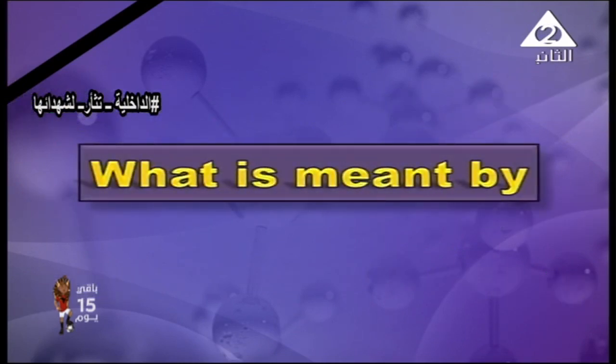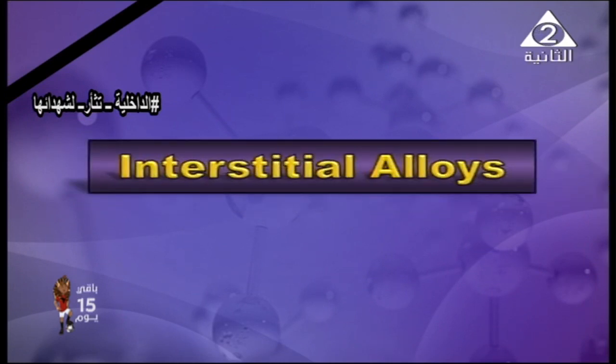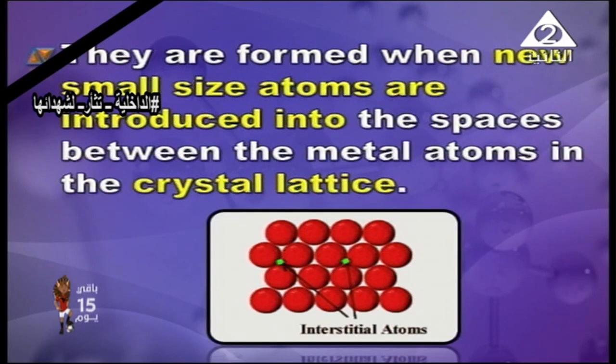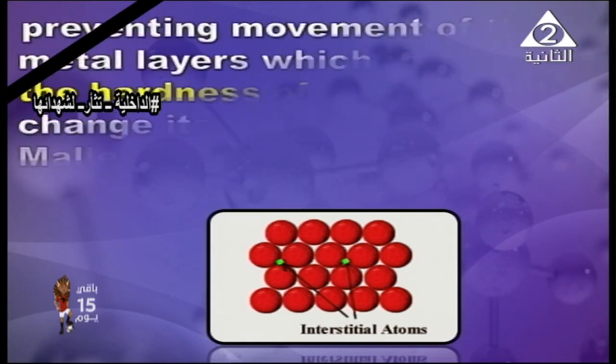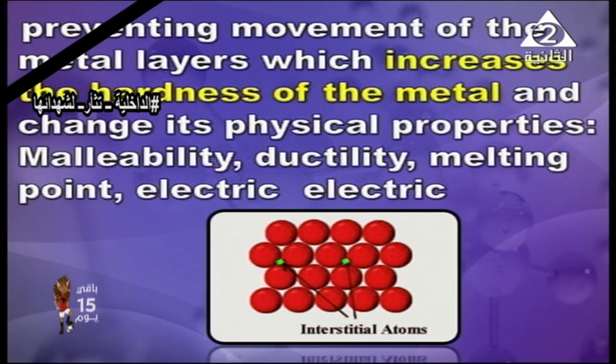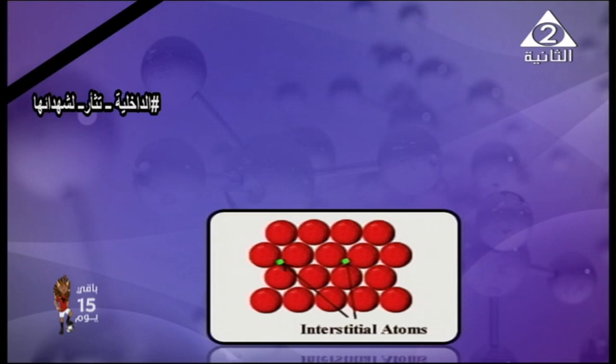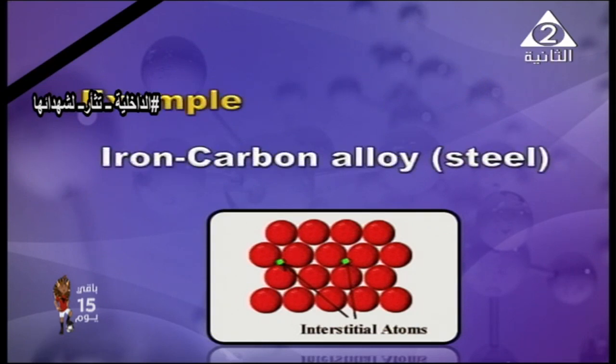Next type of question. What is meant by interstitial alloy? It is the alloy formed when new small size atoms are introduced into the spaces between the metal atoms in the crystal structure, preventing movement of the metal layers, which increases the hardness of the metal and changes its physical properties such as malleability, ductility, melting point, electric conductivity, and magnetic property, and the strength of the alloy is harder than the pure metal. Example, iron carbon alloy, which is steel.